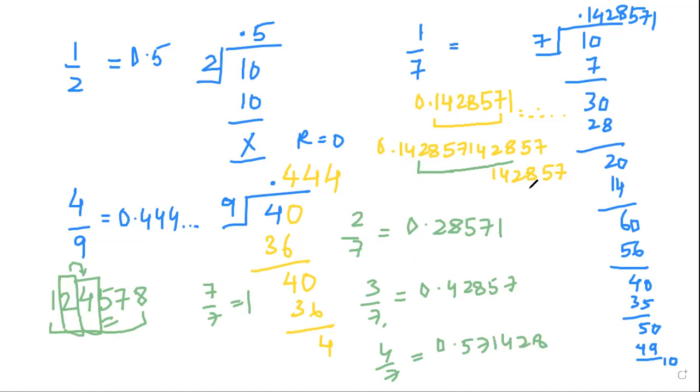Okay. So this is the trick. This is only applicable for 1 by 7. For no other fraction is this applicable. Right? That's why it's an interesting fraction. Did you get it now?